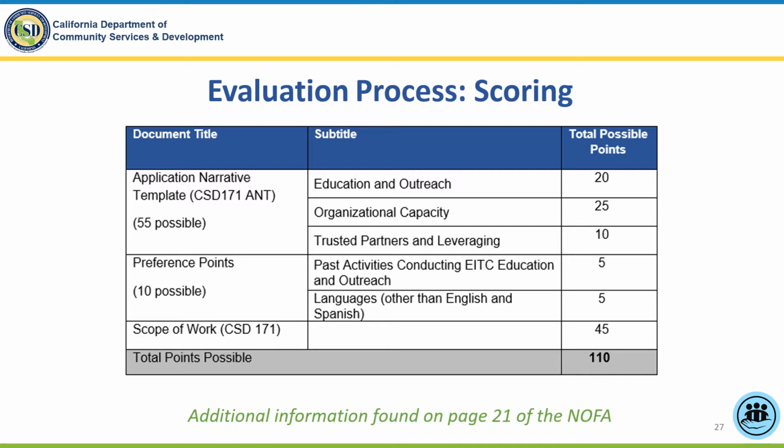The evaluation team will use a consensus scoring methodology where one score is awarded per the team's collective assessment. Applications will be scored against the desired qualifications as listed in Section C3 of the NOFA. Applicants will then be ranked based on a total score achieved by target area. For example, Target Area 2 Los Angeles County applicants will be ranked against only other Target Area 2 applicants. The scores from each subsection will be combined to determine the applicant's total score. Now let's review the application narrative template.